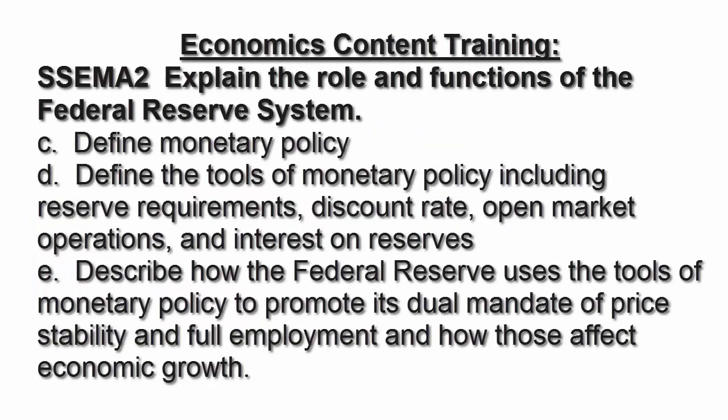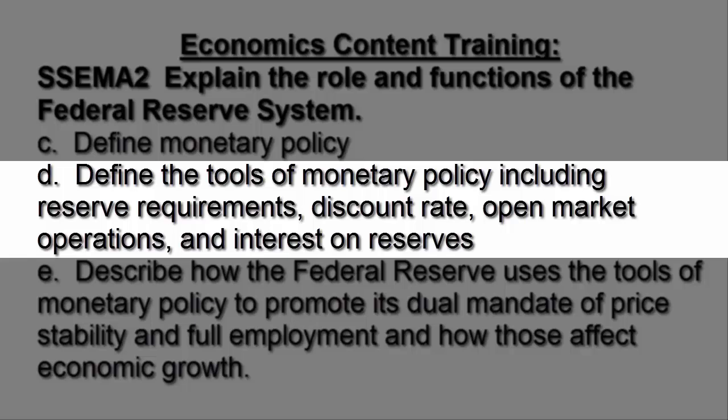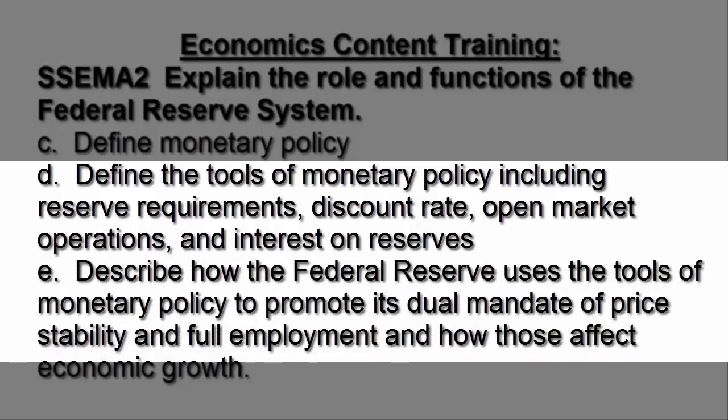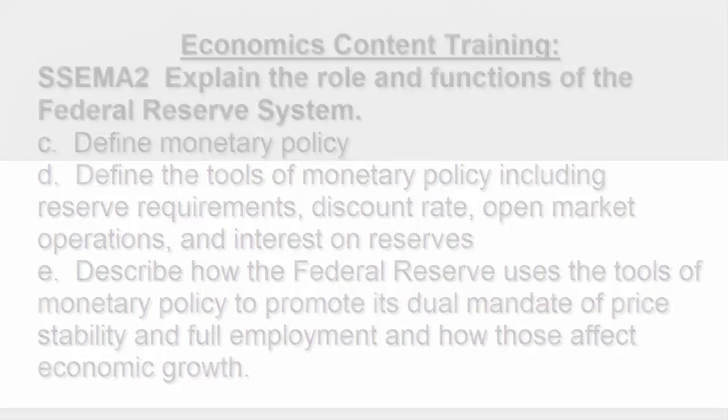The Federal Reserve has a variety of tools at its disposal to accomplish the objectives of maximizing employment and stabilizing prices. The Georgia Standards of Excellence asks students to define 4 of these tools and describe how the Fed uses the tools to promote its dual mandate. The first tool listed in the standards is the reserve requirement.